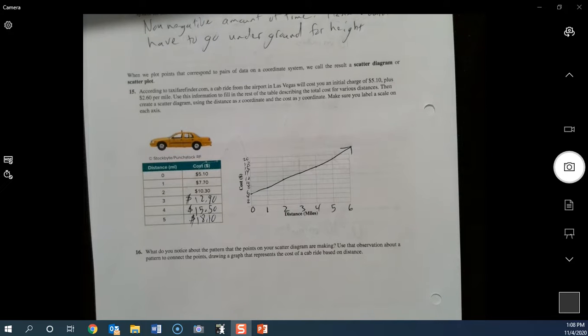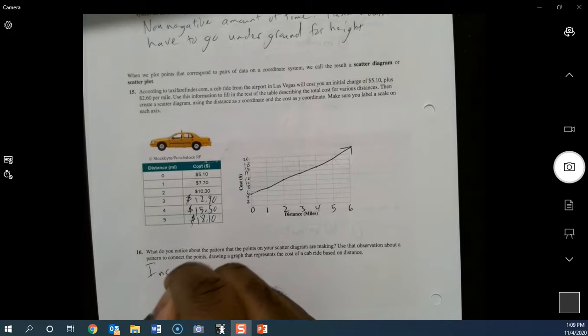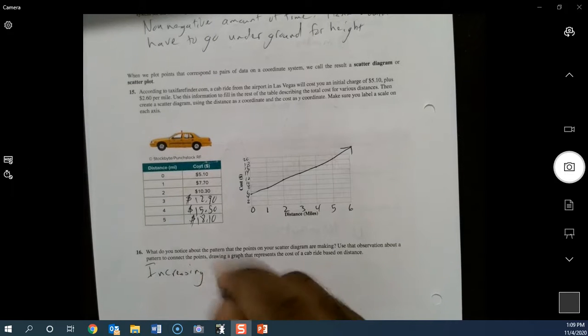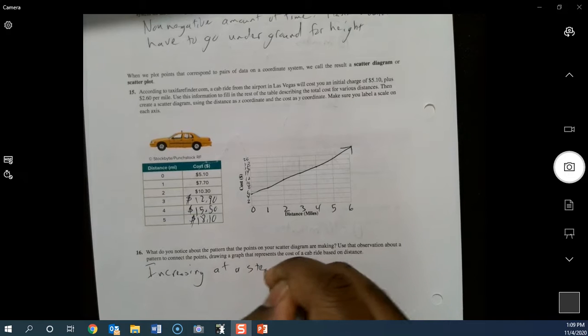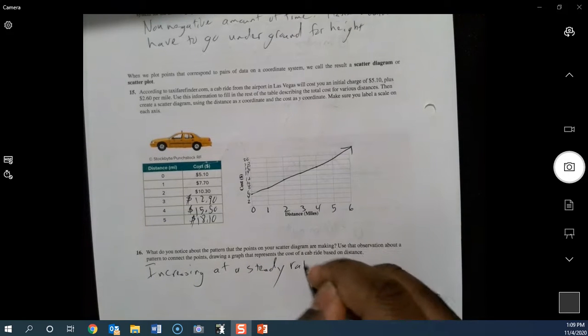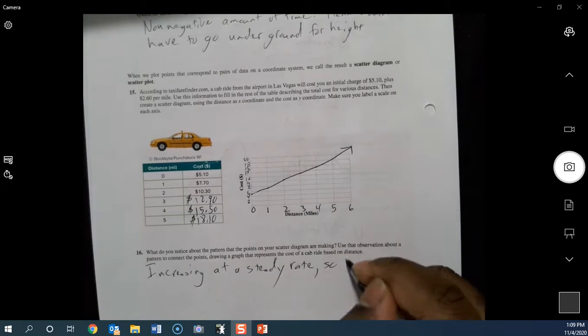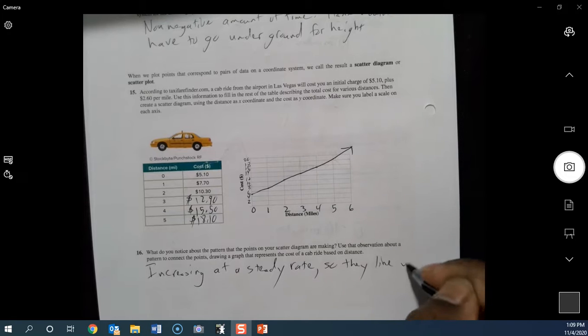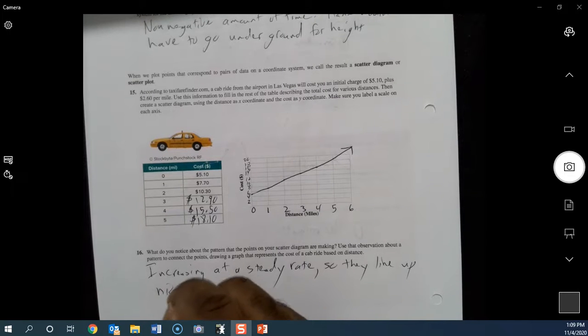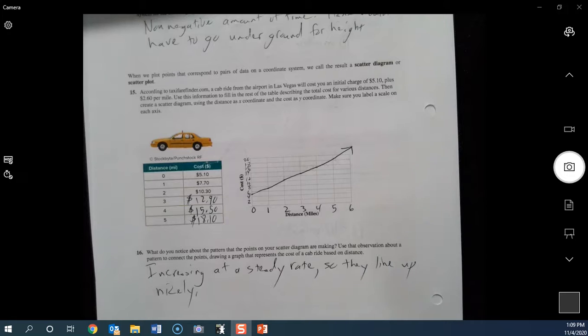Okay, 16. What do you notice about the pattern that the points on your scatter diagram are making? Use that observation about a pattern to connect the points, drawing a graph that represents the cost of a cab ride based on distance. So it's increasing at a steady rate. So they line up nicely. So the graph lines up nicely because it's increasing at a steady rate.